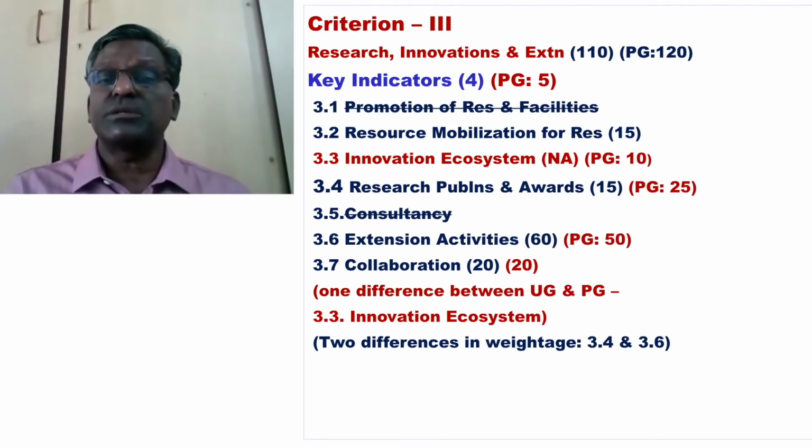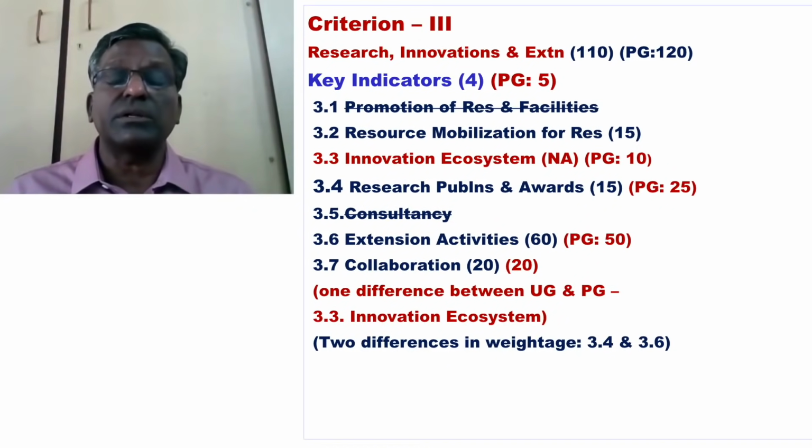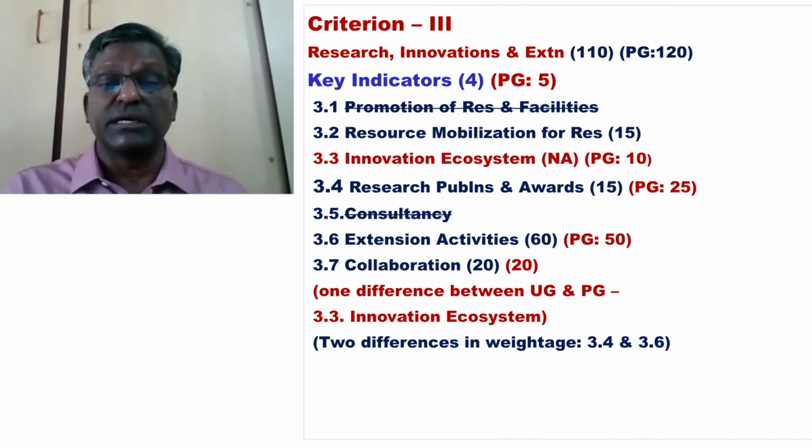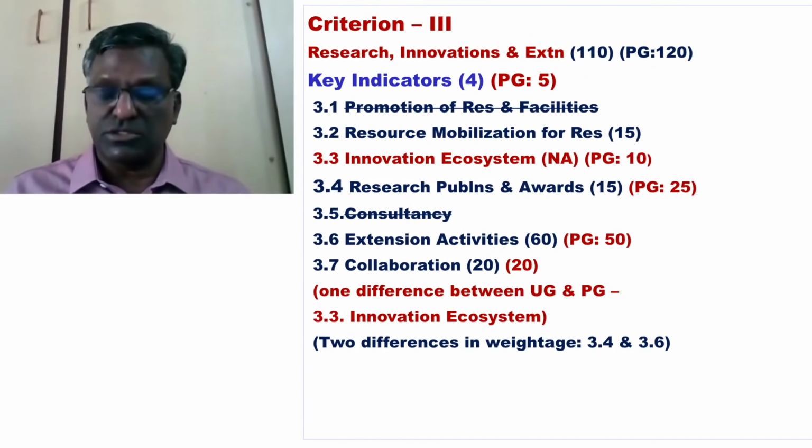An undergraduate college is not expected to do higher order research, whereas universities are supposed to do good, quality research, so therefore this differential treatment. So criterion 3 is research, innovations, and extension. In fact, there are 7 criteria, but 2 do not apply to affiliated and constituent colleges.